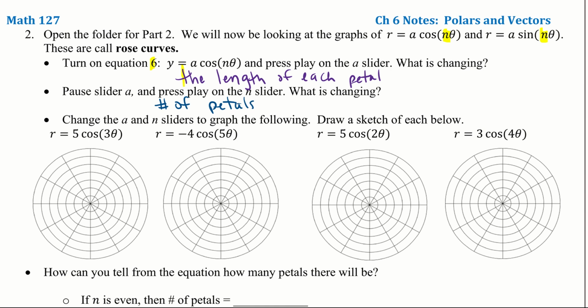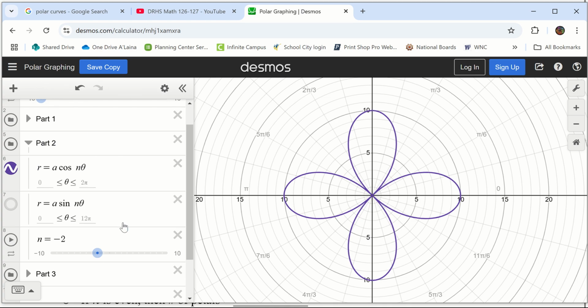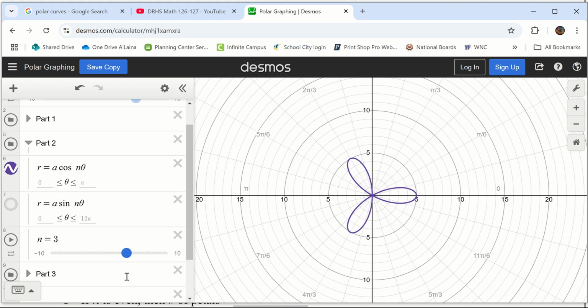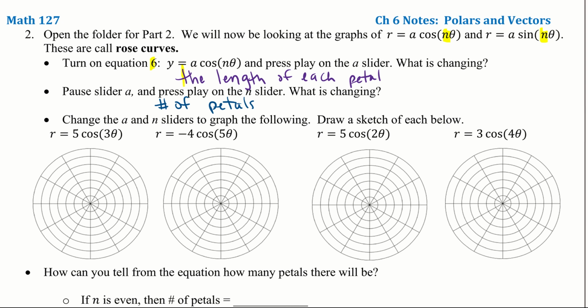And what we're going to do now is change both A and N, see what the picture looks like, and then try to replicate it. 5 cosine of 3 theta. So we're going to do 5 for A, make A 5. And then I want N to be 3, r equals 5 cosine of 3 theta. This is what it looks like. So we have 3 petals. They are going out 5 units. One of them is along the x-axis, and then the other 2 are in those interesting little spots. 1, 2, 3, 4, 5. We're just going to sketch where they look like they go.